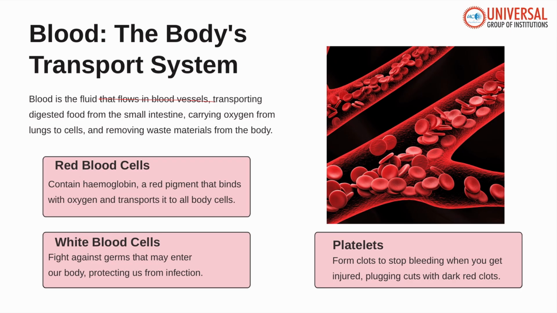So now blood is made up of two major components. One is plasma, which is the liquid portion, and the second one is blood cells. Plasma is a pale yellow color and it contains glucose, proteins, hormones and mineral ions also.